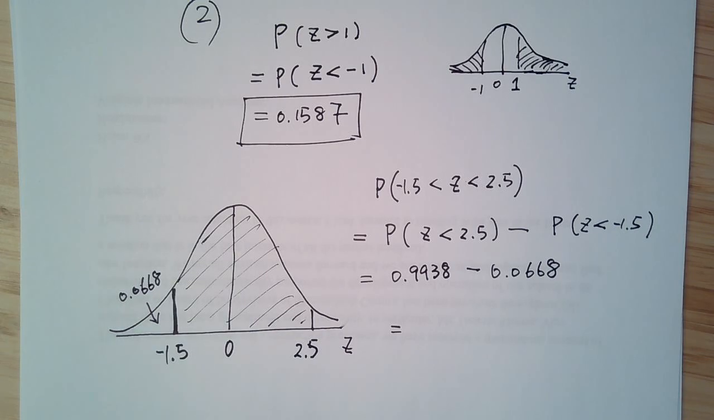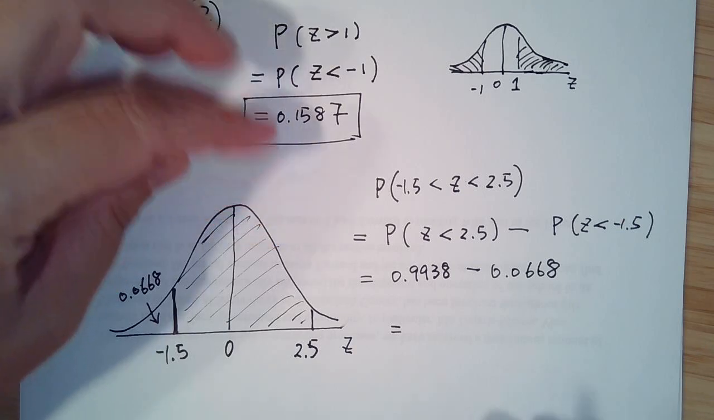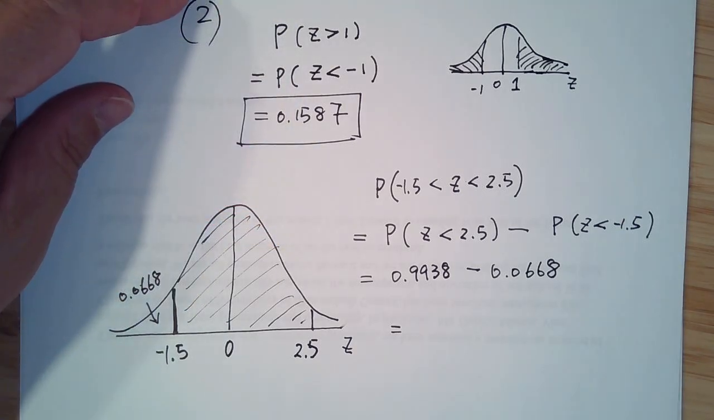It's 0.0668. Again, be very careful when we talk about the probability or the area under the curve. It's always positive. At least it's a 0. So you should never ever give me a negative probability. Make sense? You understand that?